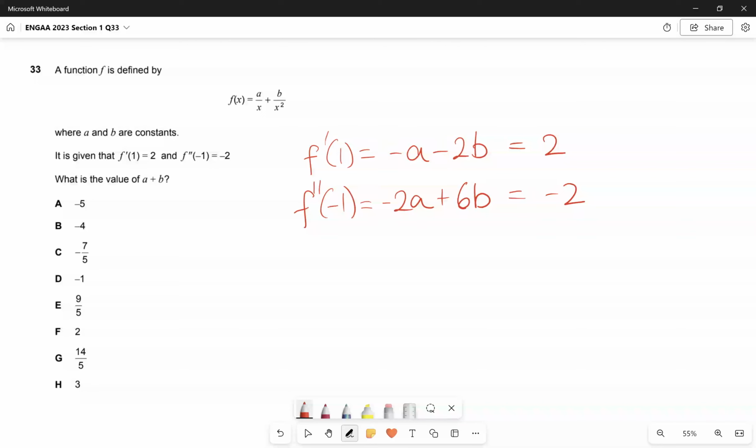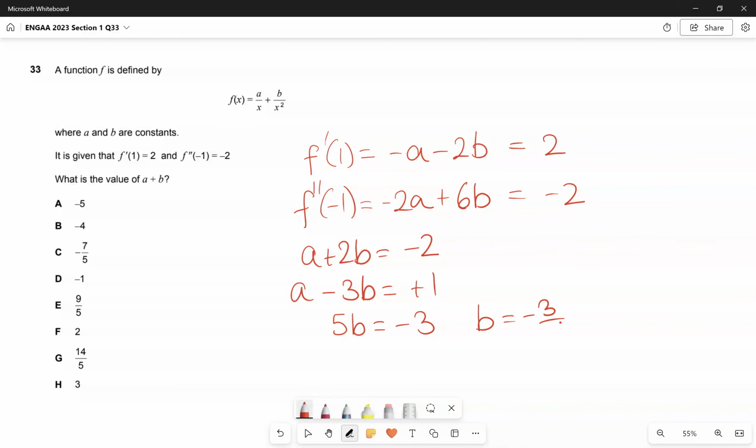So from this, we have that a plus 2b equals minus 2. And then we also have that a minus 3b equals plus 1. So I've just divided the second term by 2 and then multiplied by minus 1. So now if we take one away from the other, we've got that 5b equals minus 3. So b equals minus 3/5.